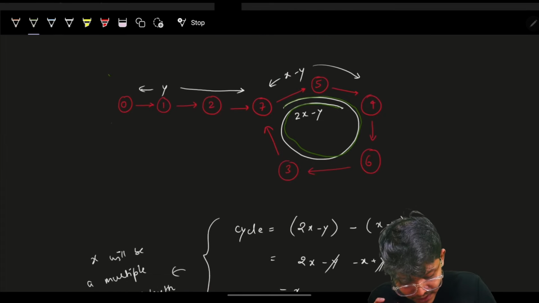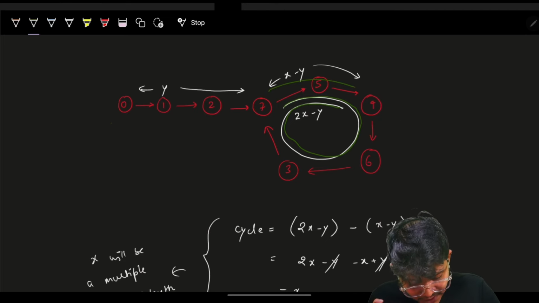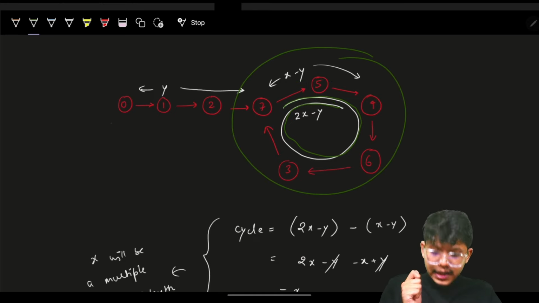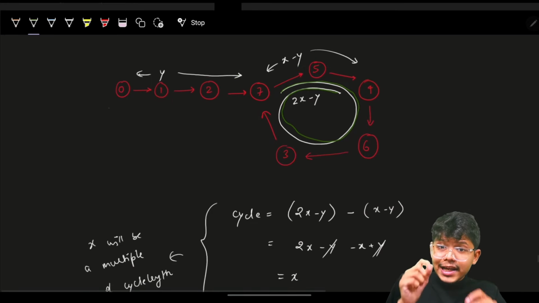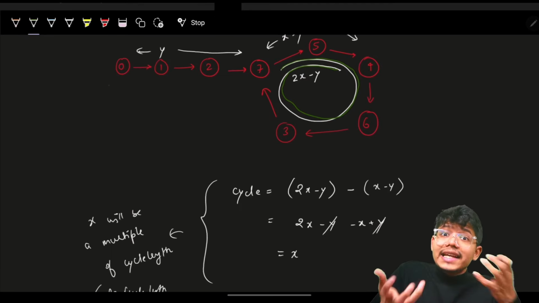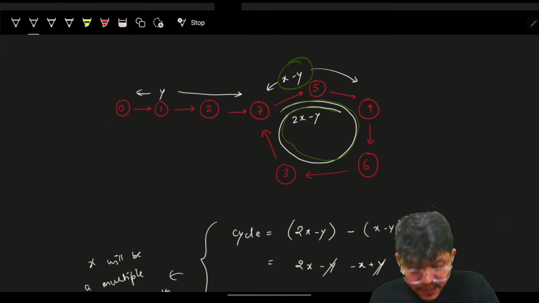I know this entire thing was 2 into x. So for sure, this entire thing is 2 into x minus y. So I have got these two values. Now I'll simply do one thing. I know that I will be having this cycle, right? So I want to know the cycle length. So I'll just simply say, okay, I know this specific path has a length of x minus y.